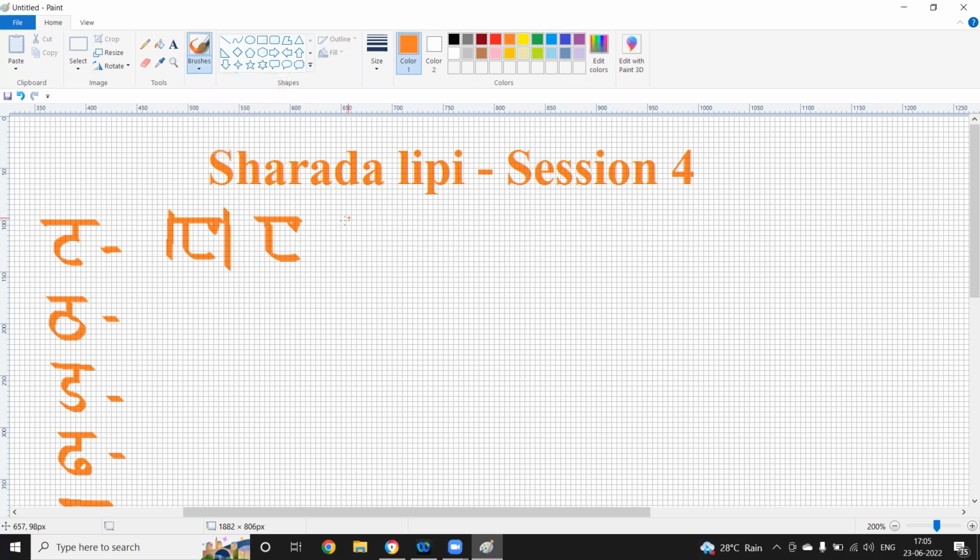Does the triangle and the loop have to be in the same alignment? Yes, the triangle can go a little away from the loop, that is okay. But the entire letter should be within the frame as I've shown. It should not cross the Shirorekha. Here the triangle on the top is where the loop at the bottom is ending, and here it's a little smaller. That's fine.